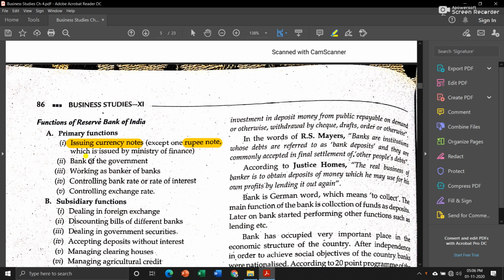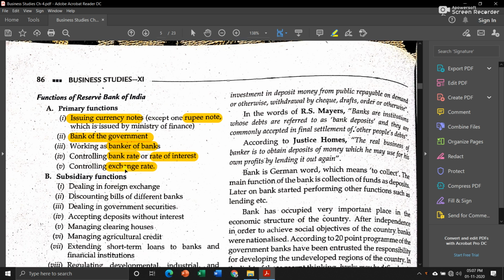Then Reserve Bank of India works as a bank of the government. Then it acts as banker of other commercial banks or different kinds of banks. Then RBI has power over controlling bank rate or rate of interest, means they fix how much interest the banks will take on loans, or how much interest they are going to give on different types of accounts. Then they handle exchange rate as well. Now these five are the primary functions of RBI.